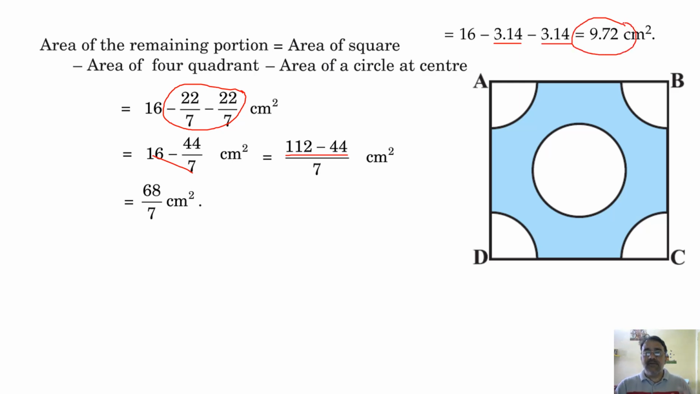If the question gives 3.14, then we have to take this one. Okay, but the question does not give 3.14, but once in an exam a question came in which 3.14 was also given. So while substituting the value of pi you have to be very careful whether the value of pi is given or not. If not given, you have to take 22 by 7. If the value is given, you have to take that value.